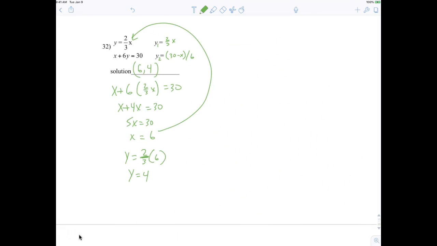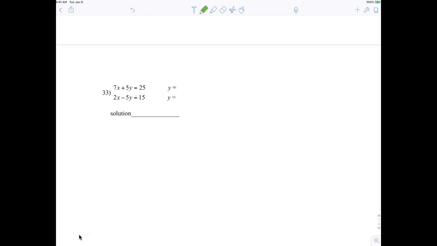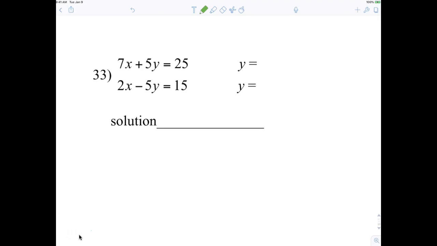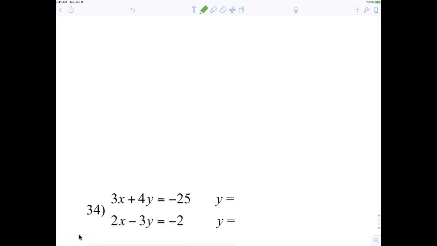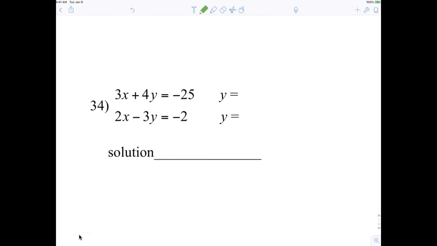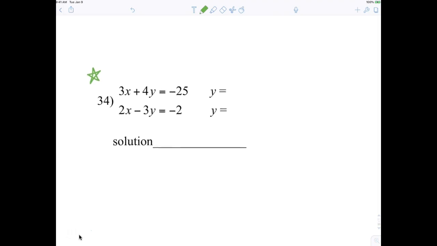All right, here we go. 33 is a what? Addition. Moving on. Okay, 34 is the one. Everybody put a star by number 34. All right, this is as hard as it gets. This is the hardest I can possibly make it. Okay, everybody needs to listen up on 34.